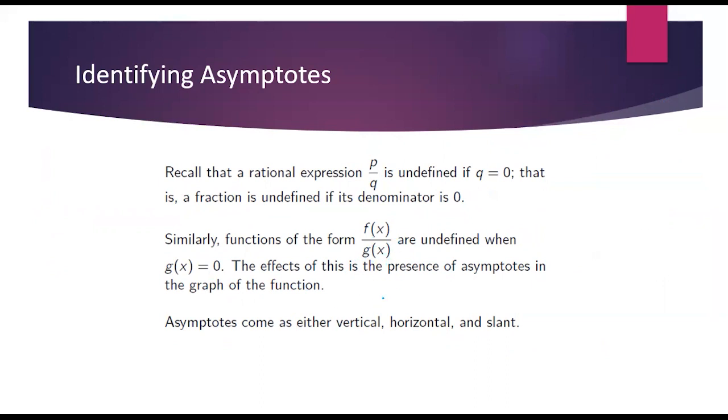So the effect of this is the presence of asymptotes in the graph of the function. Asymptotes come as either vertical, horizontal, or slant asymptote. But we will just be discussing the vertical and the horizontal asymptote here.